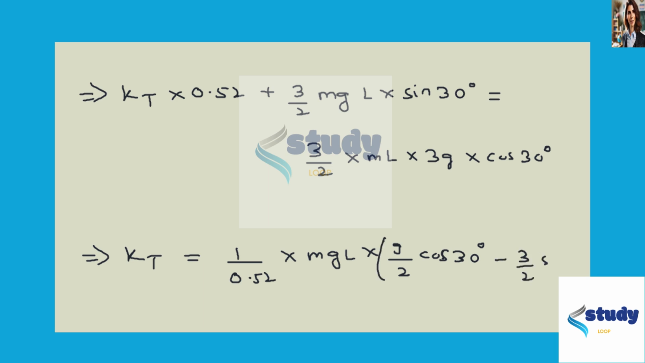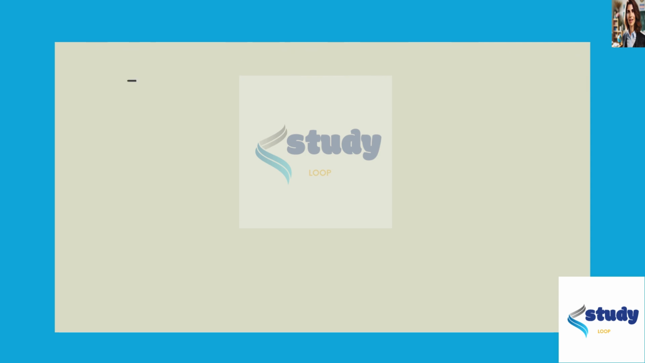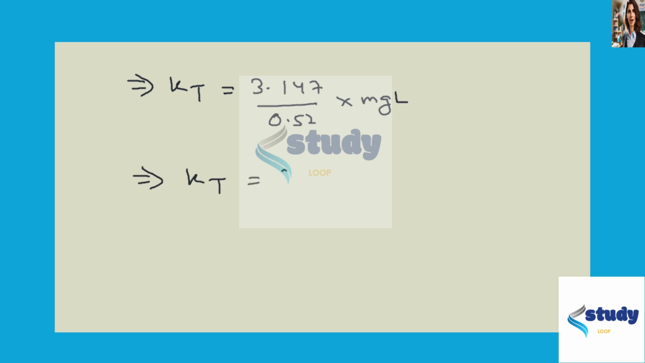Now in the next step I will solve it further. So just look at it carefully. We can write kt is equal to this. This is our final value, and on solving this we get kt is equal to this. This is our answer.